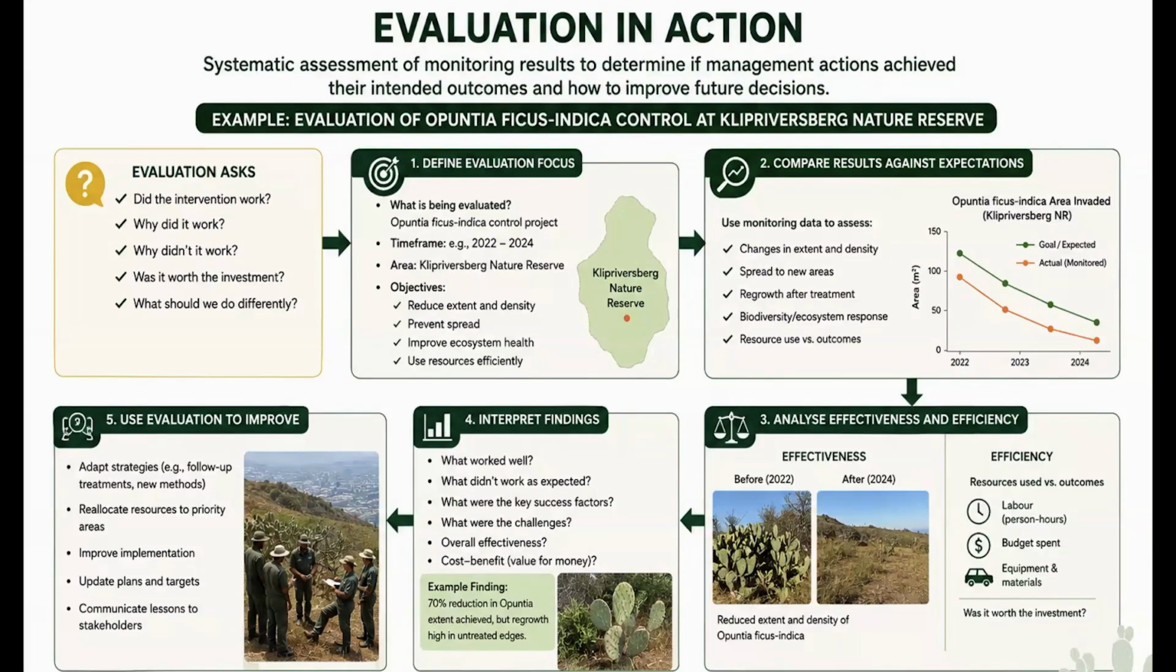So monitoring provides the evidence, but then what evaluation does, it interprets the evidence. So in this particular case, again, we're evaluating Ficus indica over a period of time. So we're looking at a period from 2022 to 2024. So what we want to see is, has there been a reduction in terms of the density in the area? Has there been any changes in the ecosystem? We also look at the resources that we invested there. Have they been used efficiently?